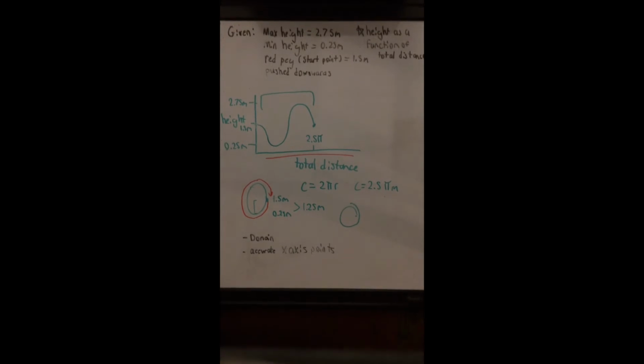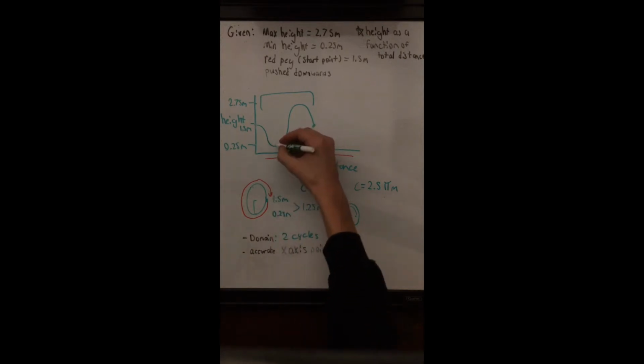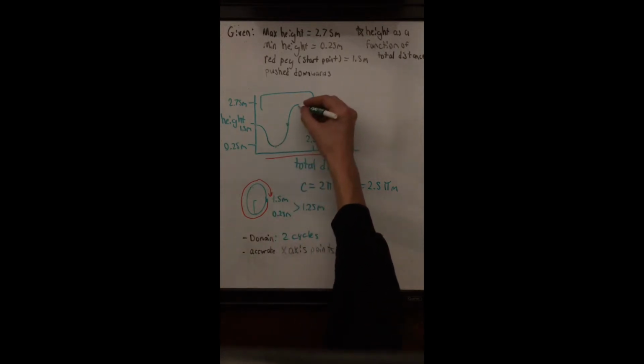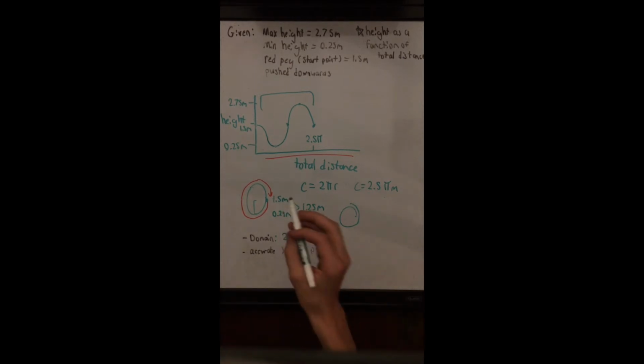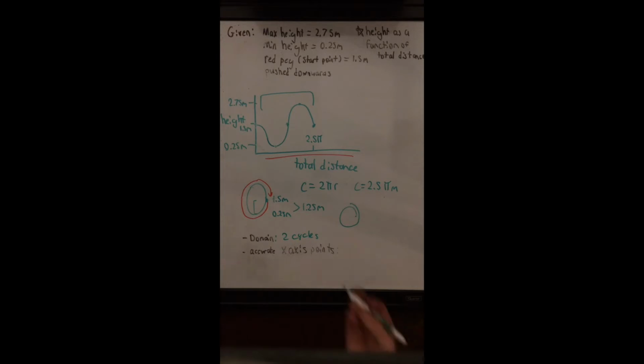Now, when creating the final graph, we must consider the domain that it will occur in and also get more accurate x-axis points. So, in the question, it said that the domain was for 2 cycles. And also, we know for accurate x-axis points that every quarter of a sine function, every quarter of the period, there is going to be an accurate plot on the graph that we know. Therefore, we're going to divide the period by 4.